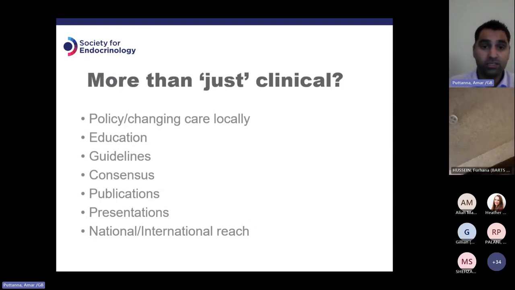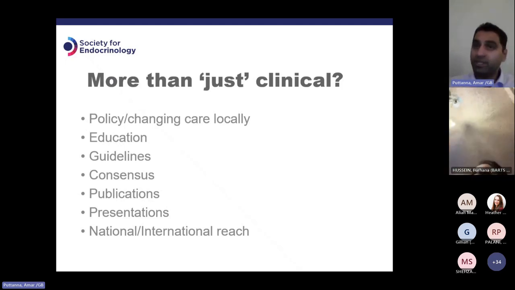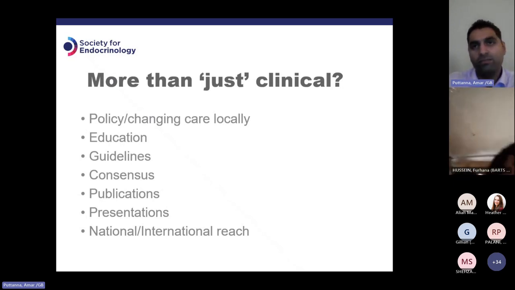So that's why I say more than just clinical, because it's all right to look in one area, and you're perfectly fine seeing your patients and doing that if that's what you're happy with. But for me, I knew this is what I wanted to do, a bit more far-reaching things, and meet people and interact with people, such as on this call. And these are some things that I did.